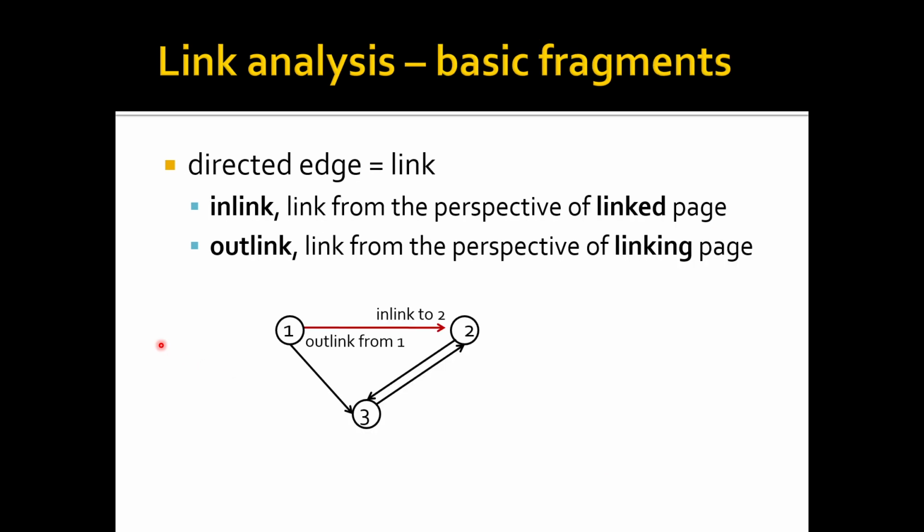Now, the directed edge in the graph, also we are talking about links between pages or between the nodes, can be viewed from two perspectives. First, as in-link or out-link. So let's focus on this red edge. That is for the node 2, it is in-link, but for the node 1, it is out-link. Of course, it's obvious from the terminology. It's out-link, it goes outwards, and here it goes inwards. So we have two interpretations of the same link.